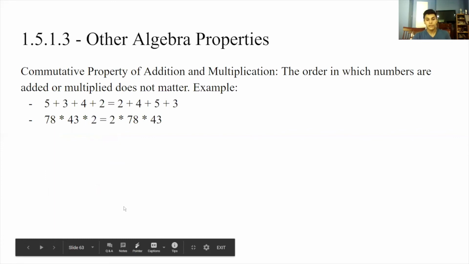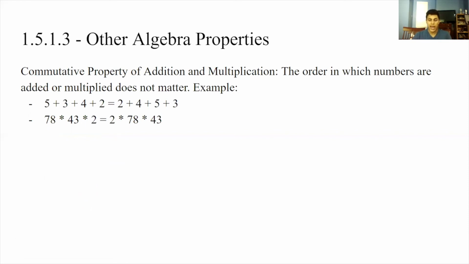Next, we talked about a few other algebra properties, starting with the commutative property of addition and multiplication, which means that it doesn't matter which order you multiply or add numbers, because it'll always give you the same end result. But we also learned that it does matter which order you subtract or divide numbers, because that won't give you the same end result if you change that up.